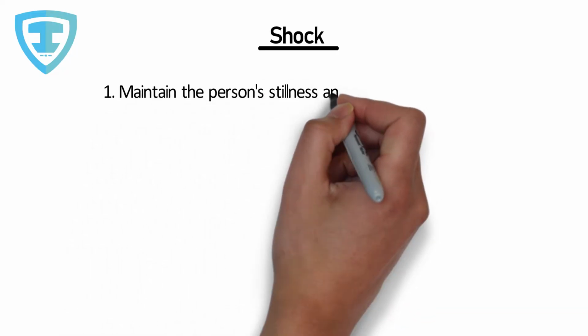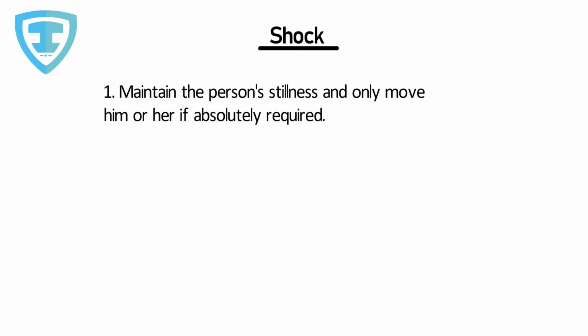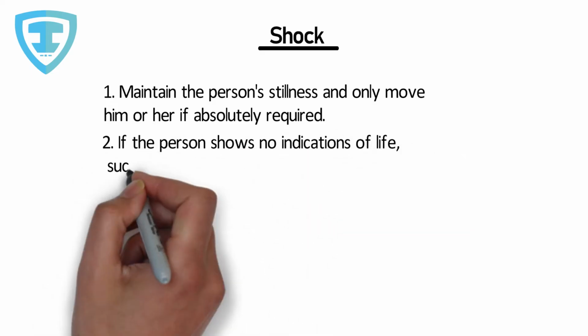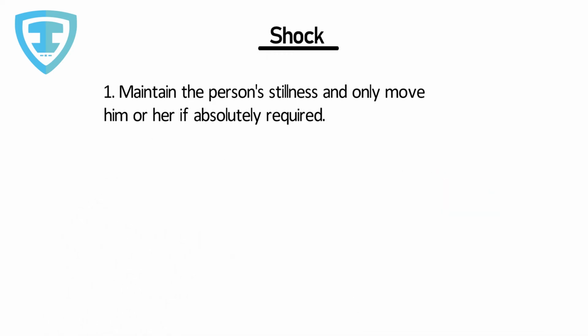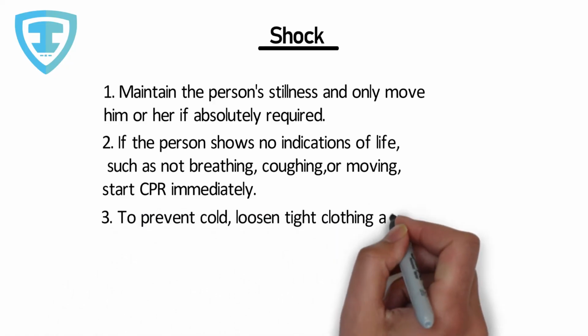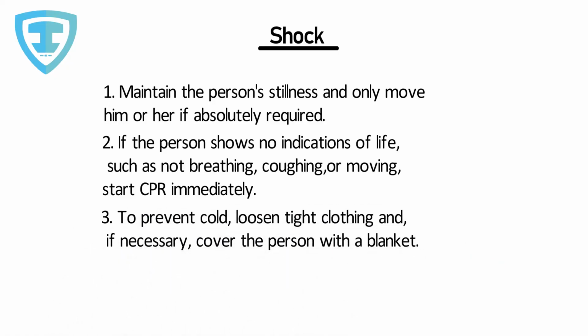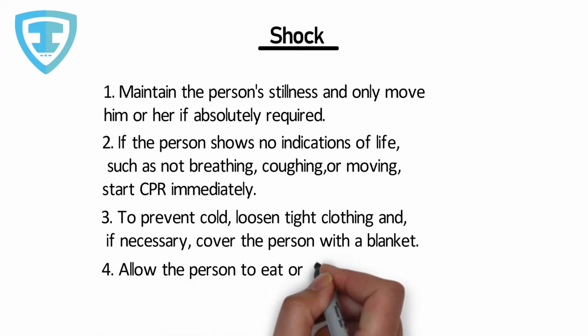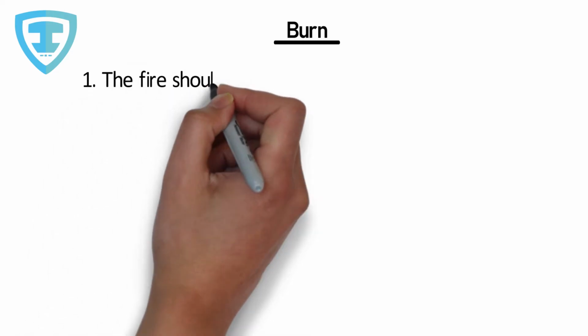Shock. When a shock happens, either through electric appliances or otherwise, first thing to do is to keep the person still and only move him or her if absolutely required. If the person shows no indication of life, such as not breathing, coughing, or moving, start CPR immediately. To prevent cold, loosen tight clothing and, if necessary, cover the person with a blanket, and allow the person to eat or drink nothing.